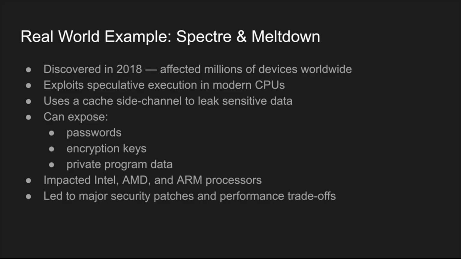Spectre and Meltdown are some of the most important real-world side channel attacks. They didn't break encryption directly. Instead, they exploited how modern CPUs try to run faster using something called speculative execution. This is where the processor predicts and executes instructions ahead of time. Even though incorrect operations are supposed to be discarded, they still leave traces in the processor's cache. Attackers can measure those cache effects and use them to recover sensitive data like passwords or encryption keys.